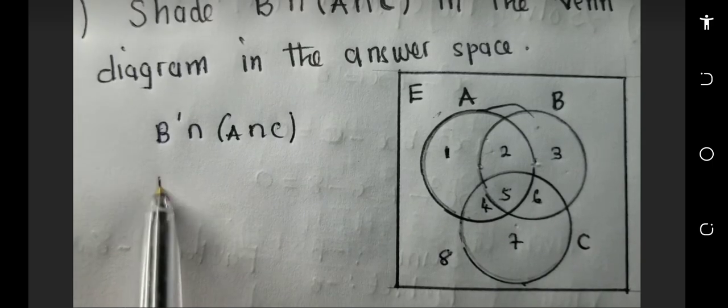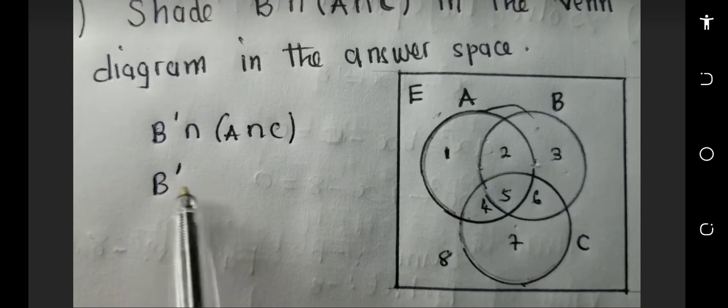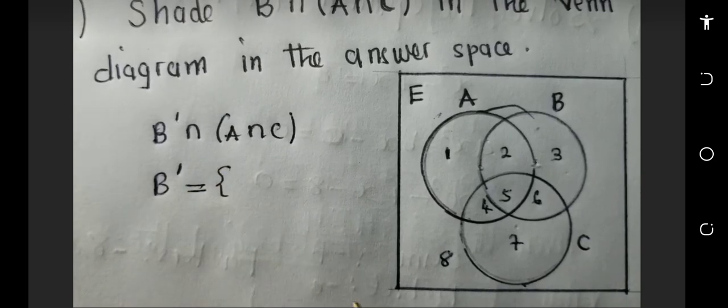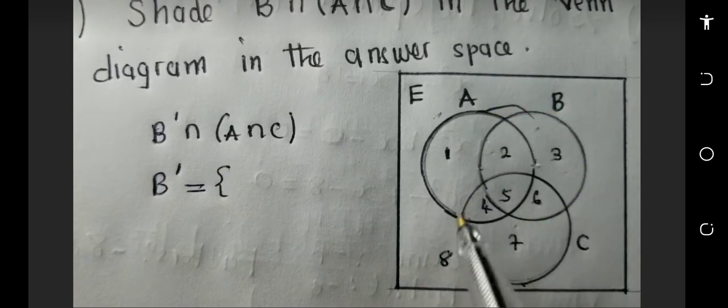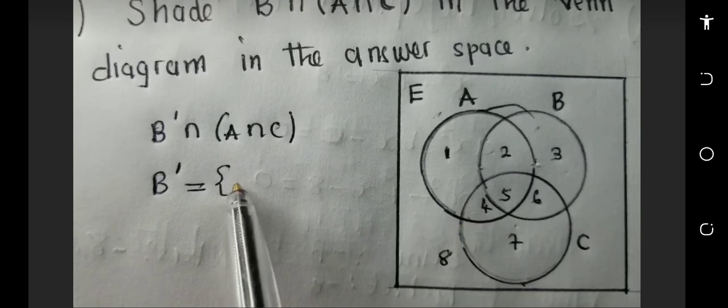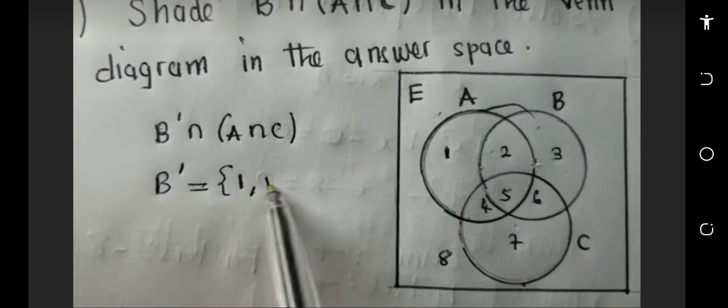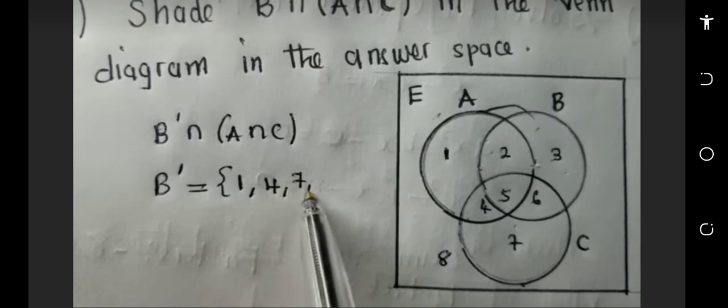So after doing that, you say B complement. So you identify your B complement. So out of these numbers, which one? So I've got 1, 4, 7, 8.